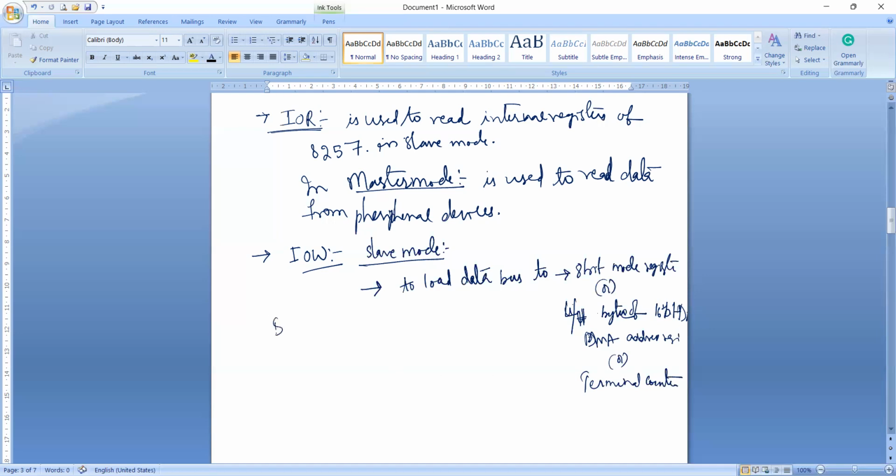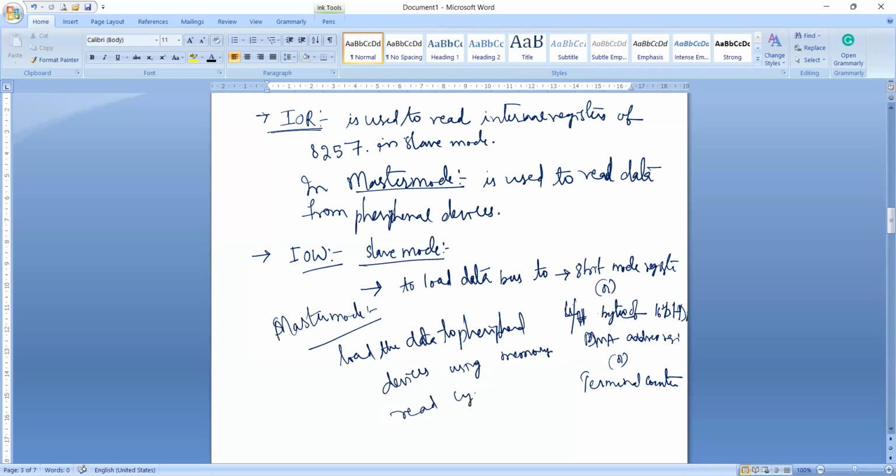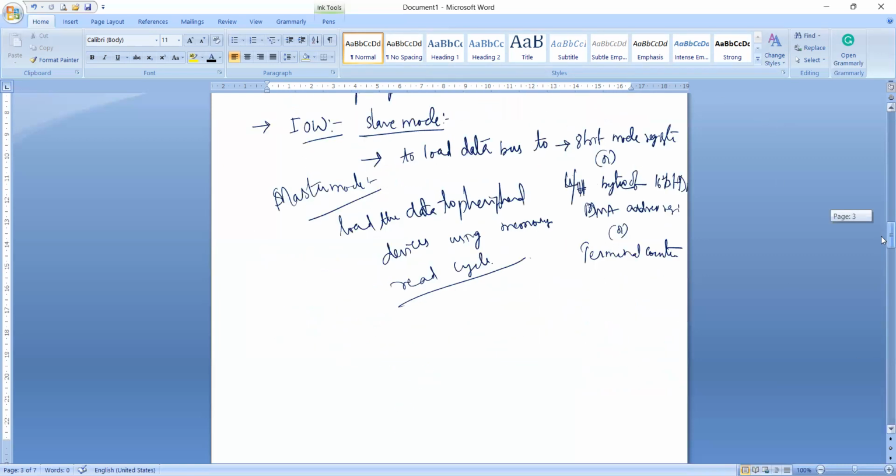Whereas in master mode, it loads the data to the peripheral devices using the memory read cycle.